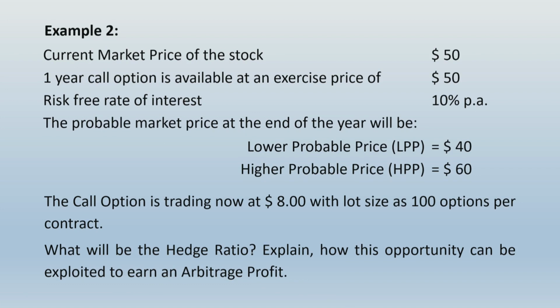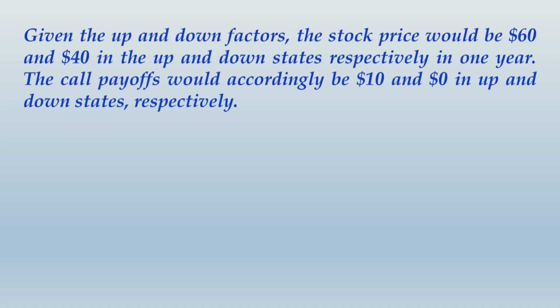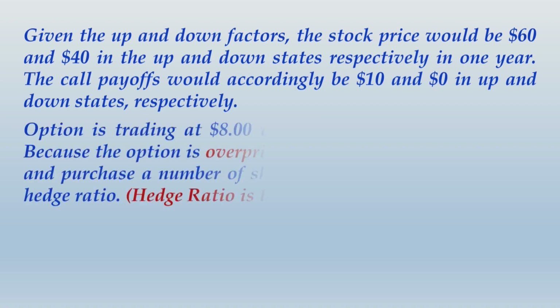Now let us look into how to present the solution for the same. In your solution, you are going to first explain, given the up and down factors, the stock price would be $60 and $40 in the up and down states respectively in 1 year. The call payoffs would accordingly be $10 and 0 in up and down states respectively. We have already dealt with this part earlier.